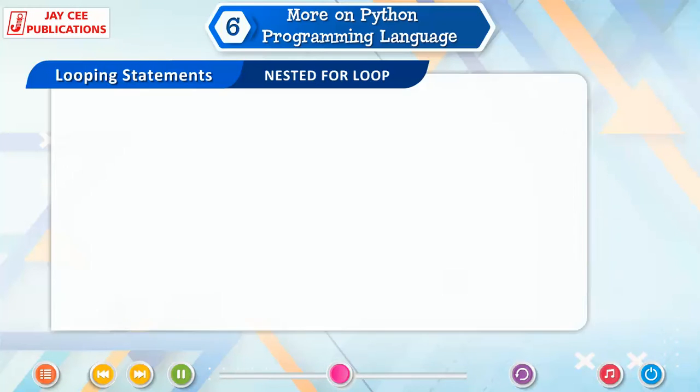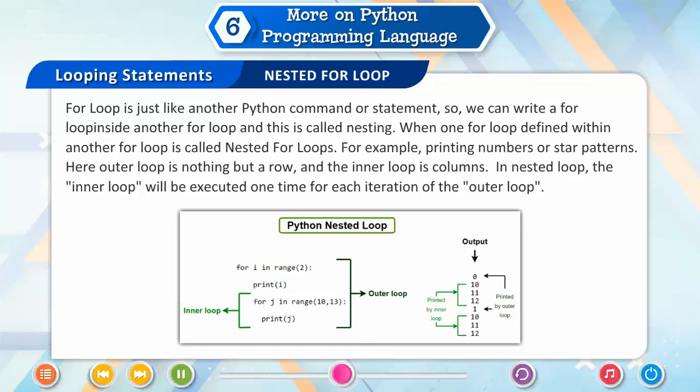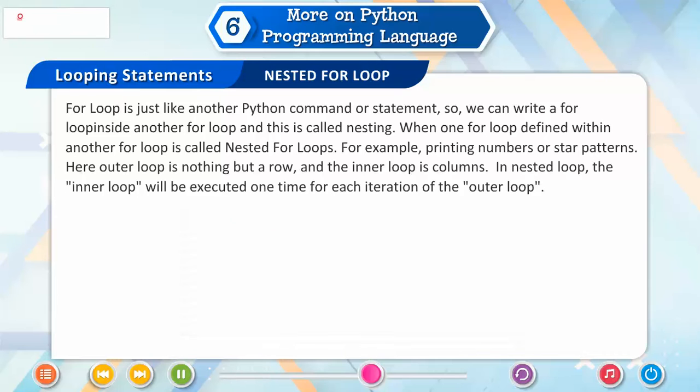Nested for loop. For loop is just like another Python command or statement. So, we can write a for loop inside another for loop, and this is called nesting. When one for loop is defined within another for loop, it is called nested for loops. For example, printing numbers or star patterns. Here, the outer loop is nothing but a row and the inner loop is columns. In a nested loop, the inner loop will be executed one time for each iteration of the outer loop.